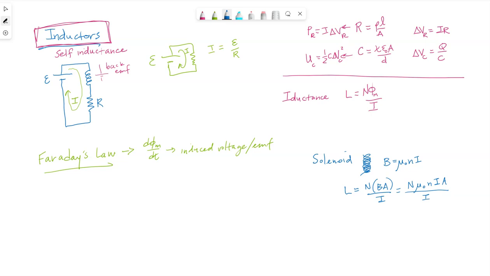So if I plug in for the solenoid, the flux within the solenoid itself will be the magnetic field, its own magnetic field, times its cross-sectional area.